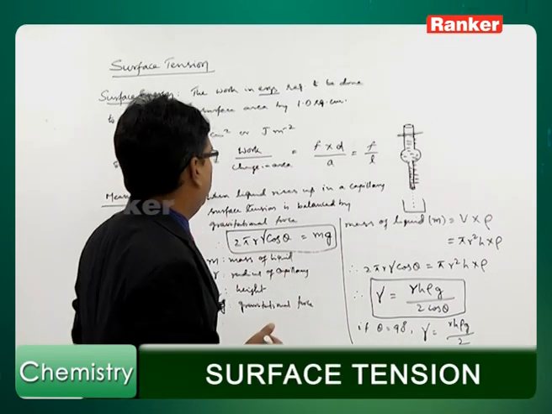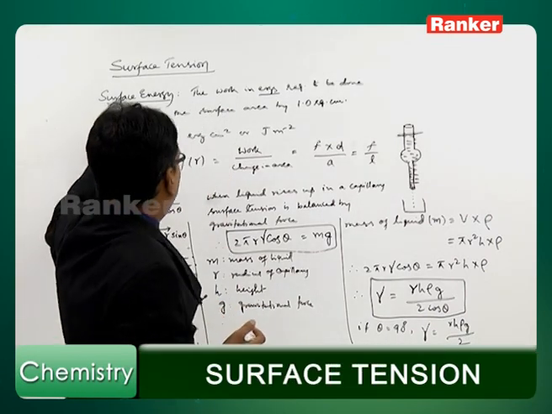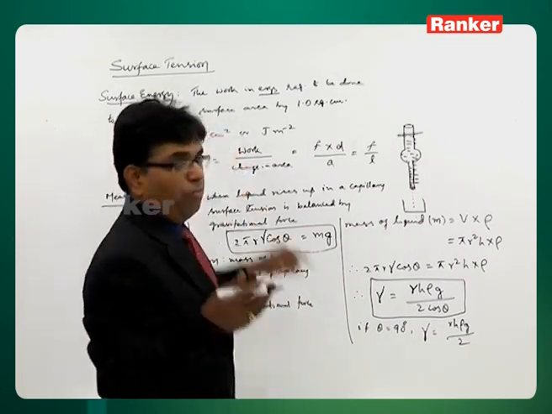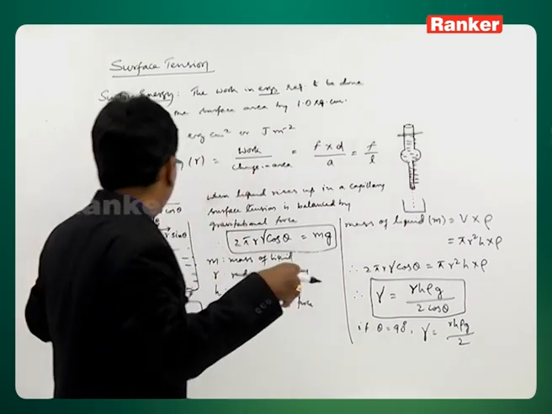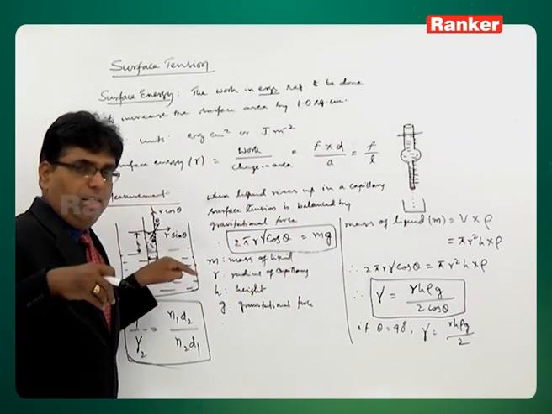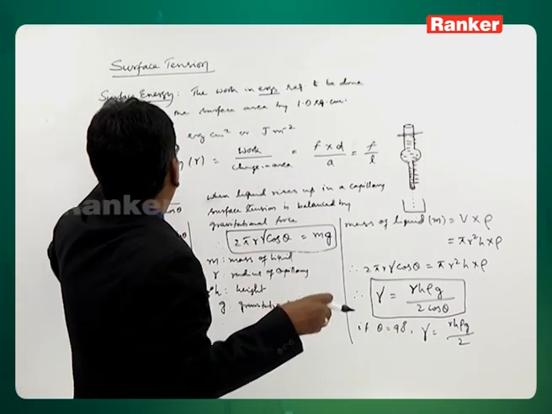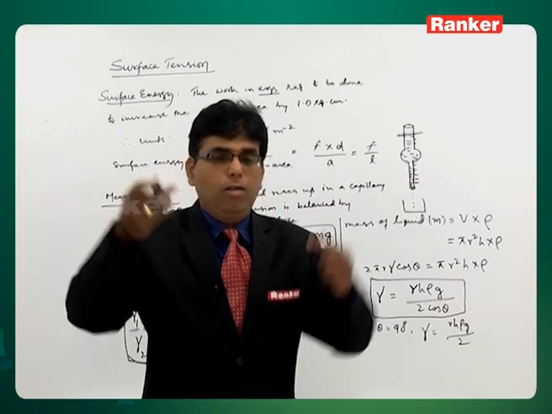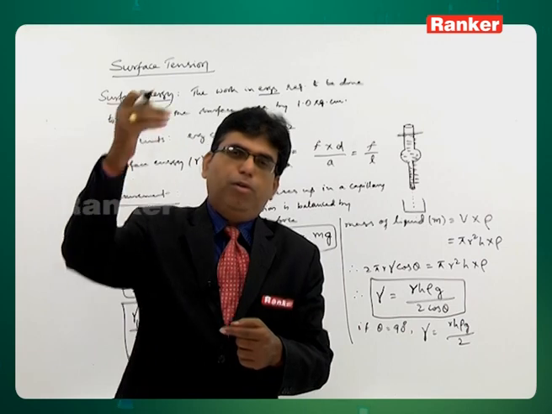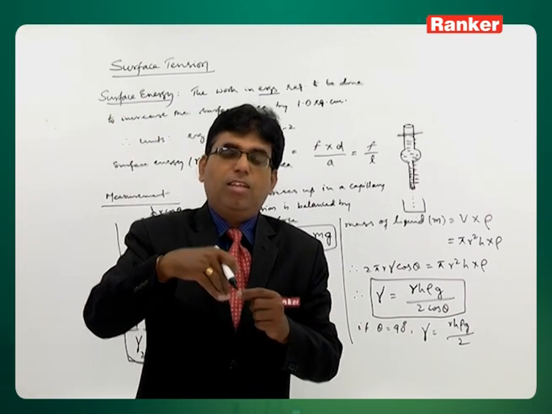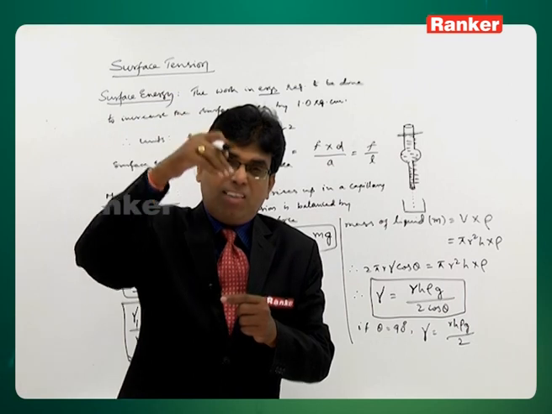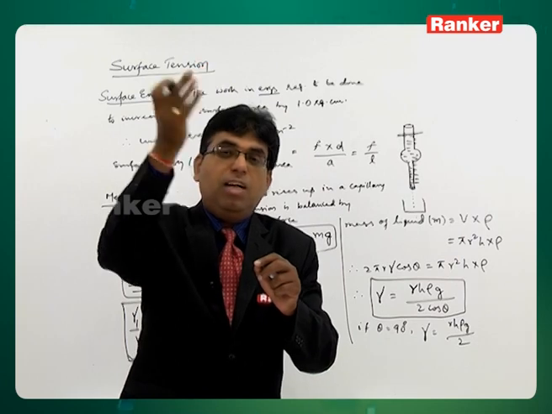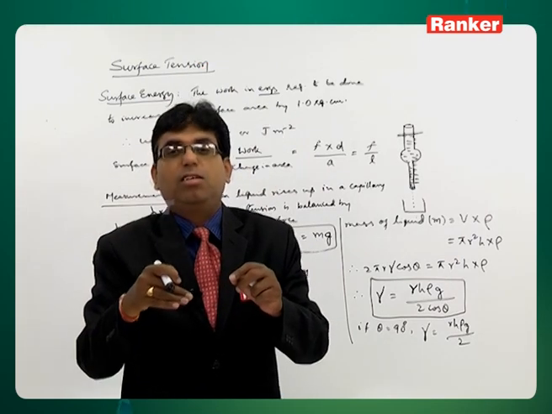Absolute value of surface tension, how do we measure? To measure it, we define another term called surface energy. Surface energy, as we already said, is nothing but the work done on the surface of a liquid in order to increase the surface area by 1 square centimeter, because by surface tension, surface area decreases. If some work is done on the surface of a liquid such that its surface area increases by 1 square centimeter, that work done will be equal to this surface energy.